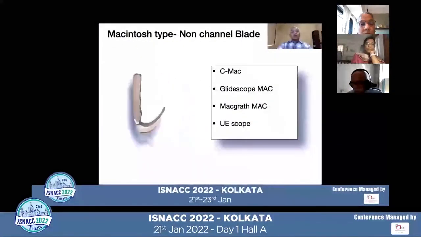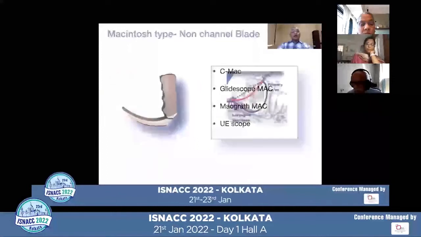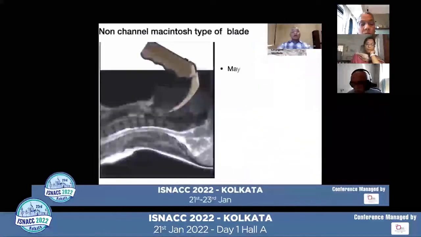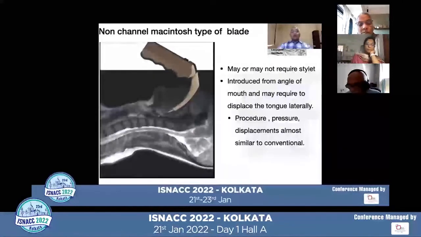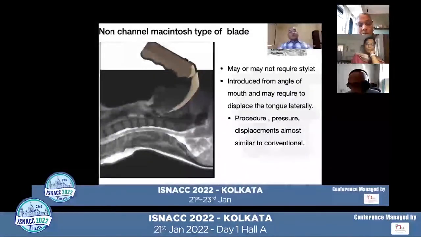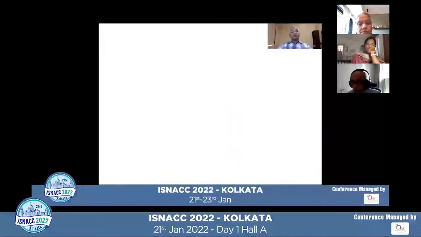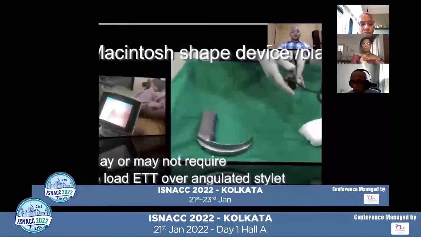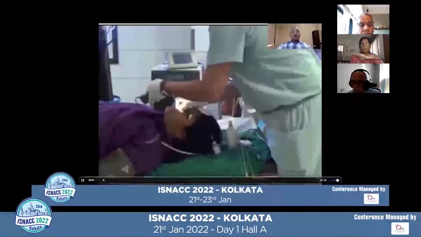With the Macintosh type of video laryngoscope blade, basically you may or may not require stylet introduction. It can be introduced from the center of the oral cavity or from the angle of the mouth. Procedure, pressure and displacements are almost similar to conventional, so it is good for teaching, but its role in difficult airway has been questioned by a few authors.